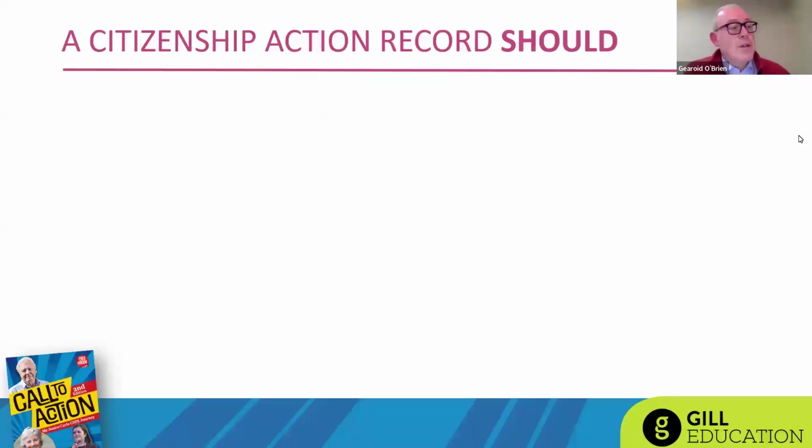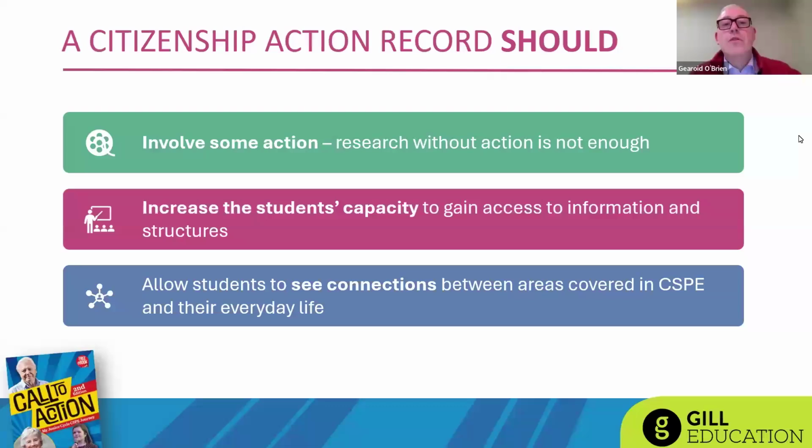Next, a citizenship action record should involve a number of factors. It should involve action of some sort. Research on its own without an action is not enough. If they just research a topic, that's not enough. They have to do something with it. One of the examples we'll be looking at shortly is creating an infographic. They do need to research to get the information, but the production of the infographic and then using it, printing it off, putting it up places, that's the action, because that's convincing people to change their daily habits that are, for example, bad for the environment.